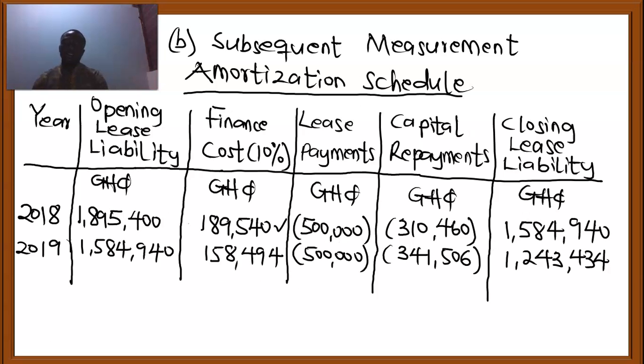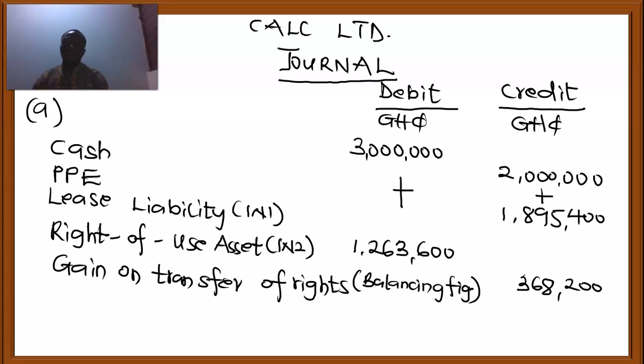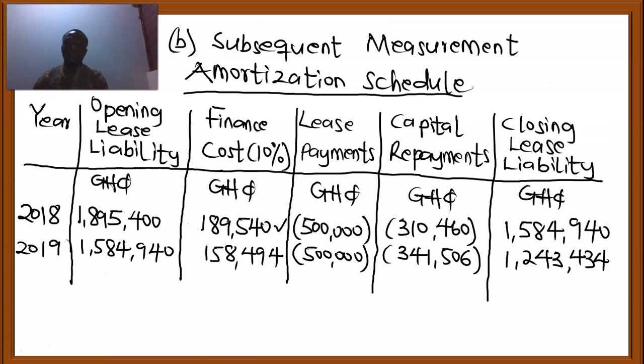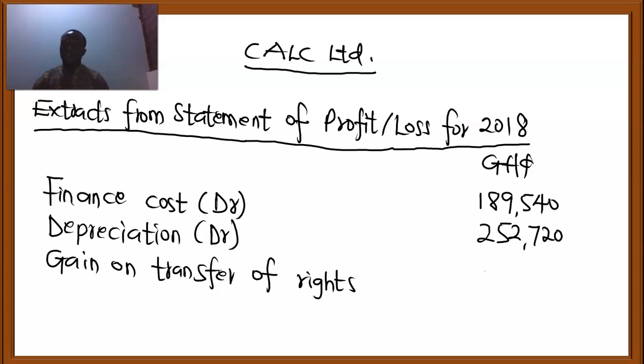Let's go back. In preparing the journal, we had a gain, that is the balancing figure, of 368,200. So it is an income, so we are going to recognize that it's a gain. So we have 368,200. So that's it for the extract from statement of profit or loss. So again, we show extract for the statement of financial position.